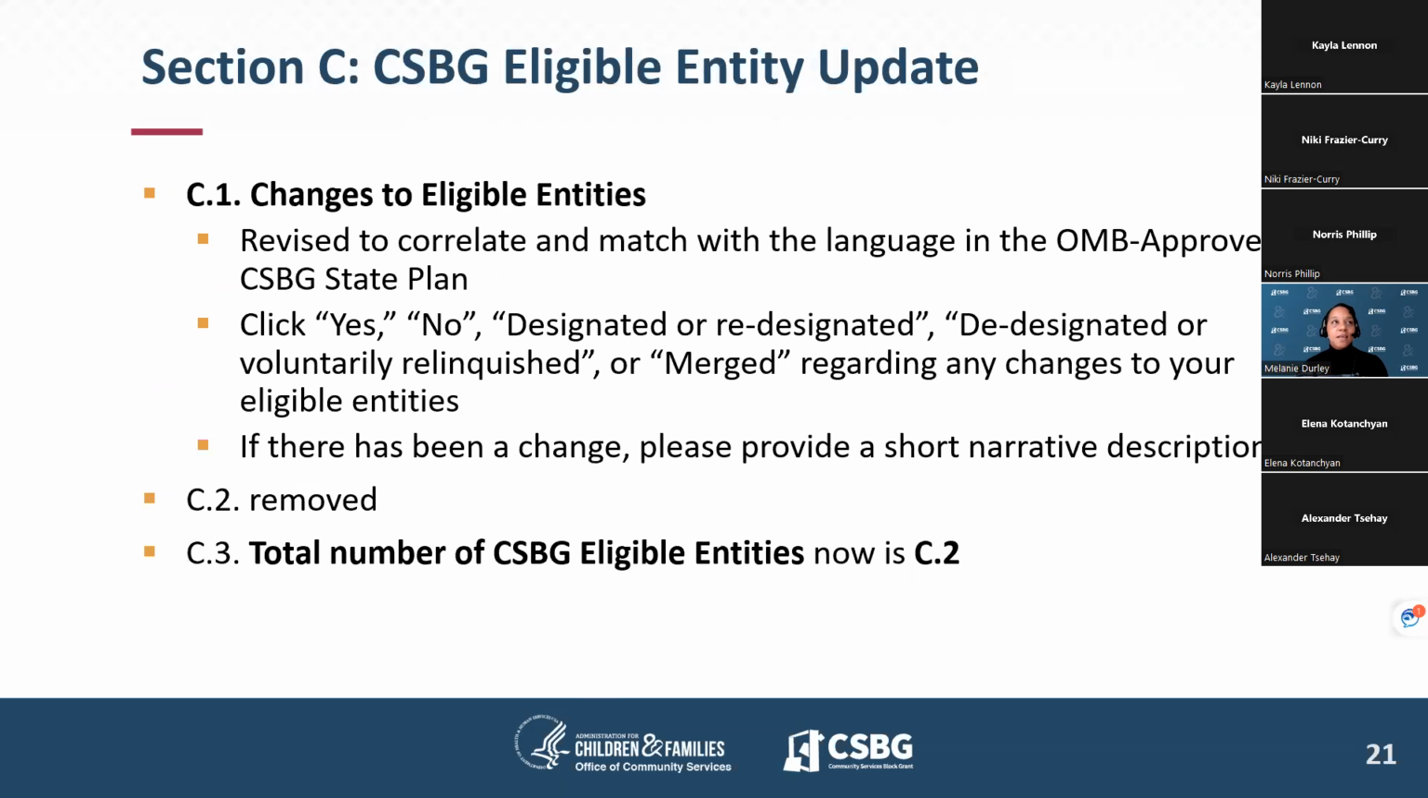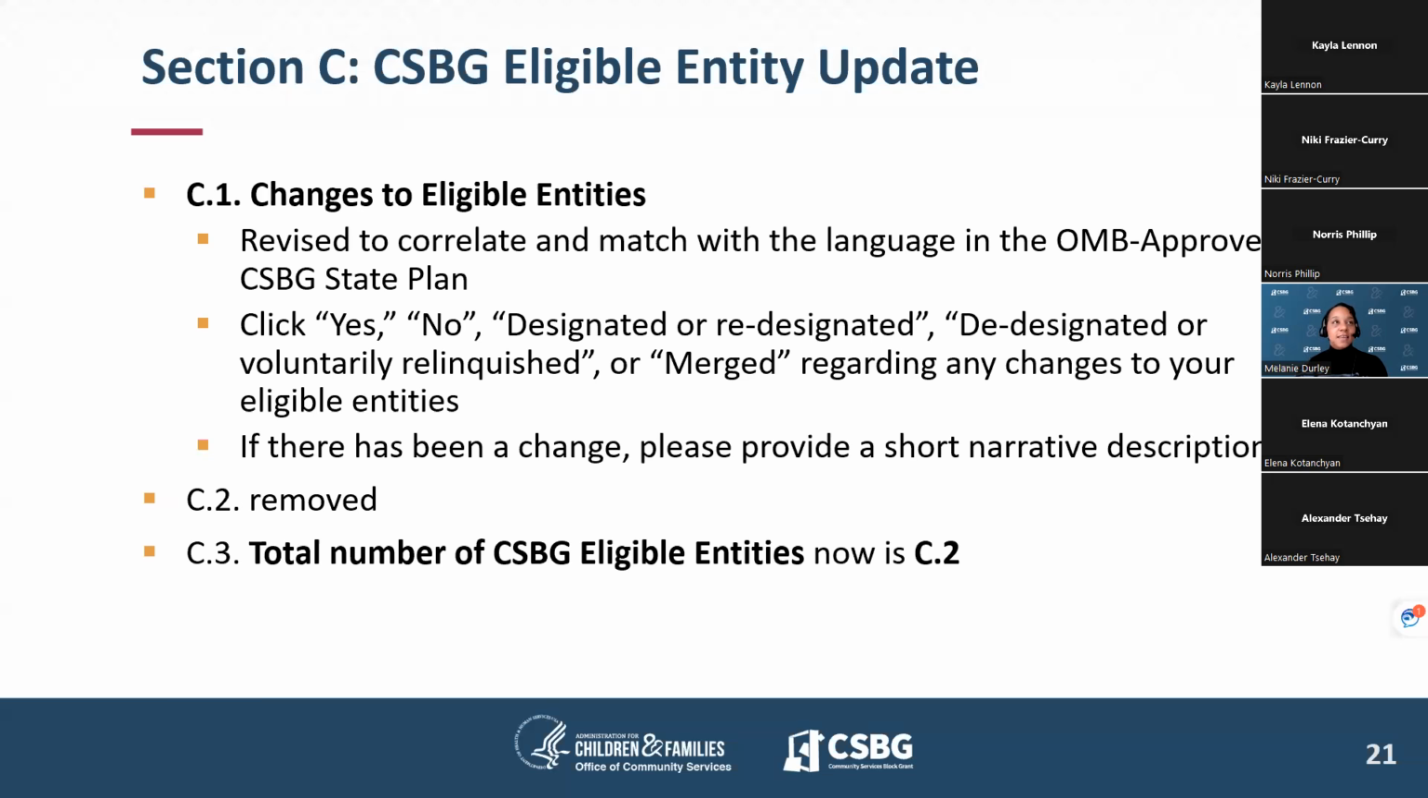Next slide. So now we're going to section C, eligible entity update. This section is regarding any updates to your eligible entities. This item was revised to correlate and align with the language in the state plan. So in this section, you'll click yes, no, designated or redesignated, de-designated, or voluntarily relinquished or merged regarding any changes to your eligible entities. If there has been a change, please also provide a short narrative of these changes. Keeping us at OCS apprised of any changes allows us to work together with you to make sure all our counties are continuing to be served.